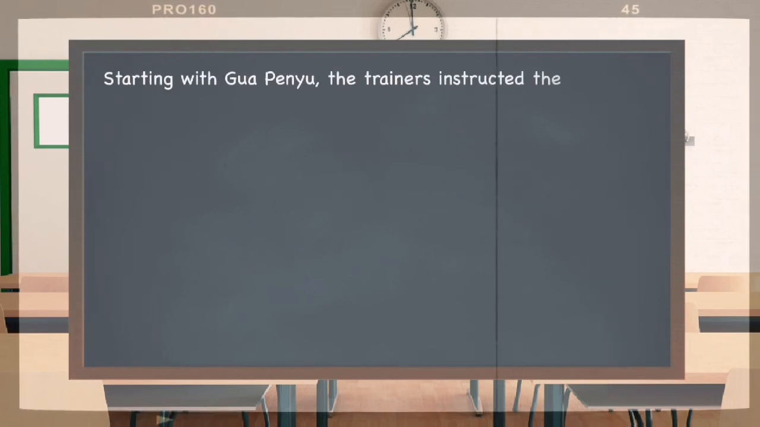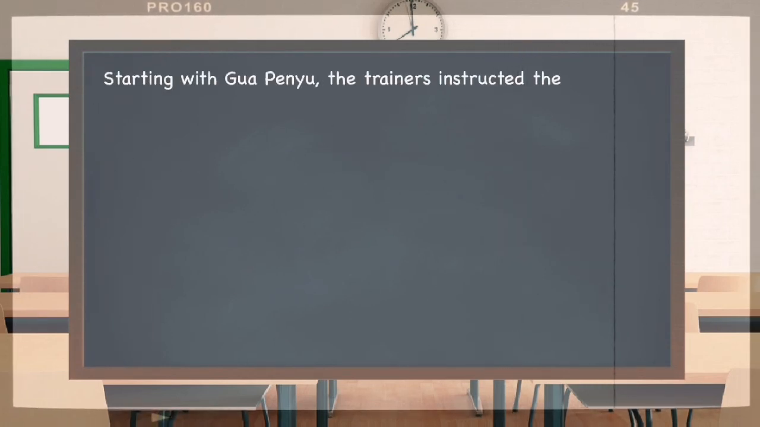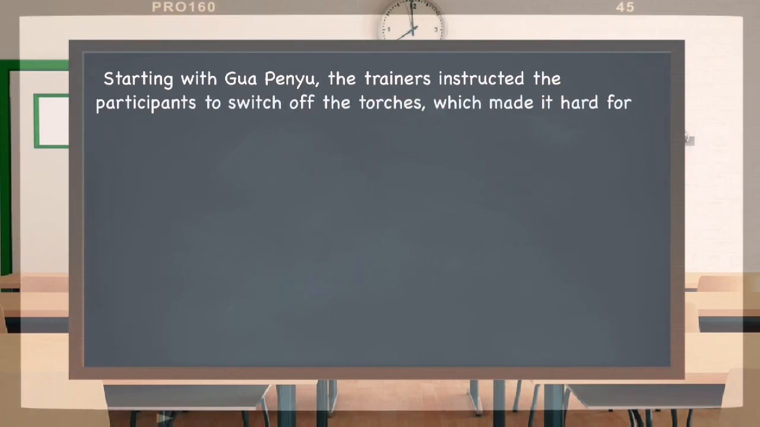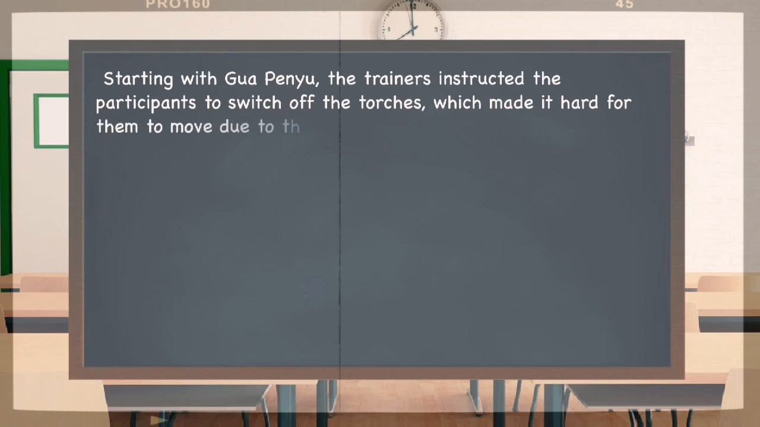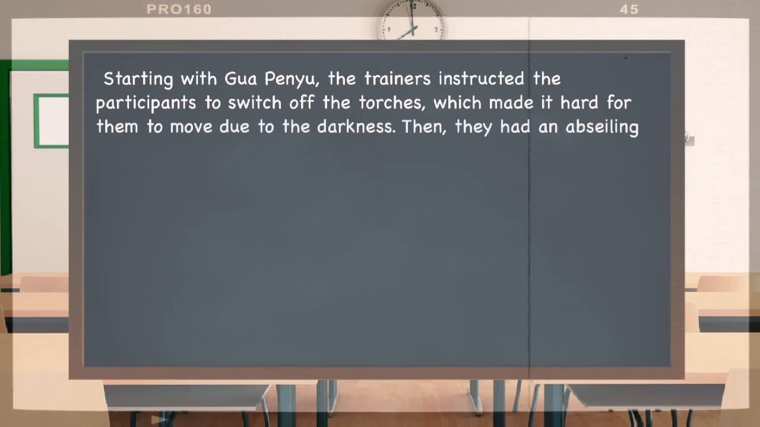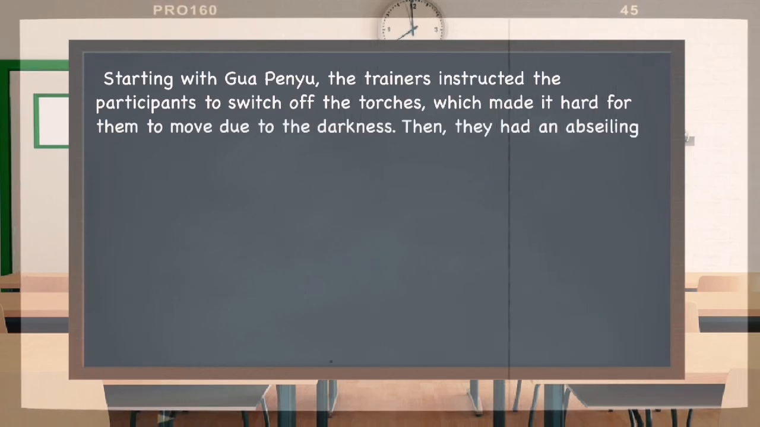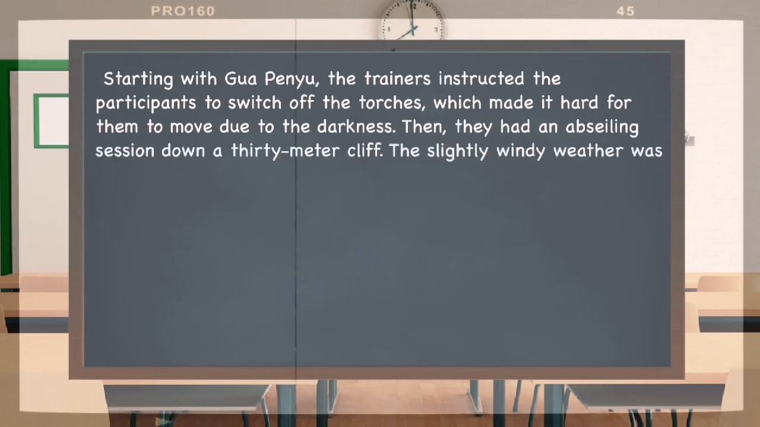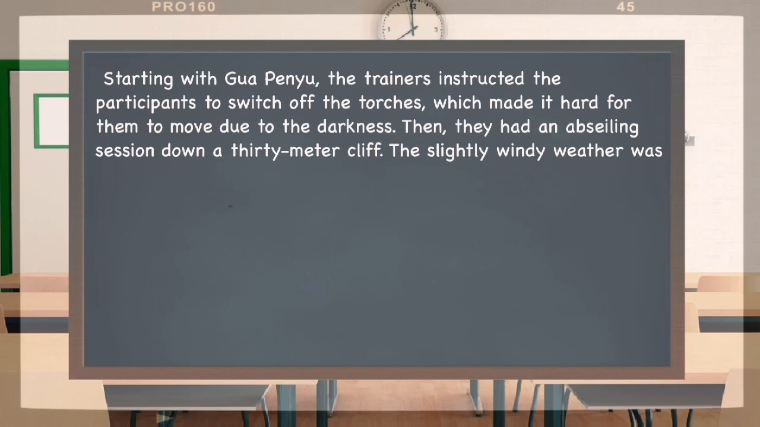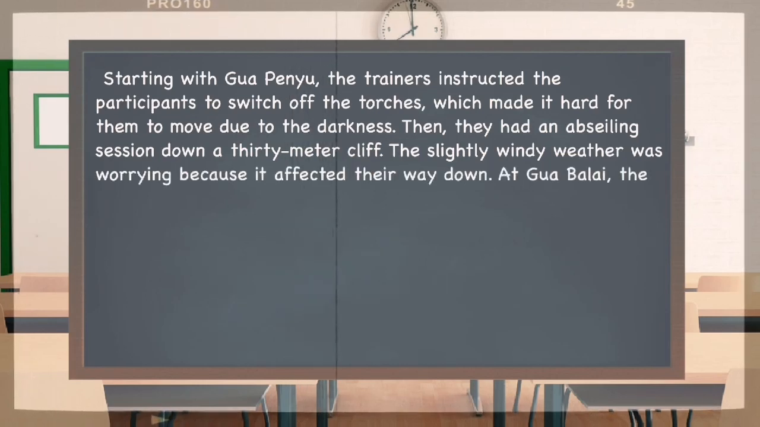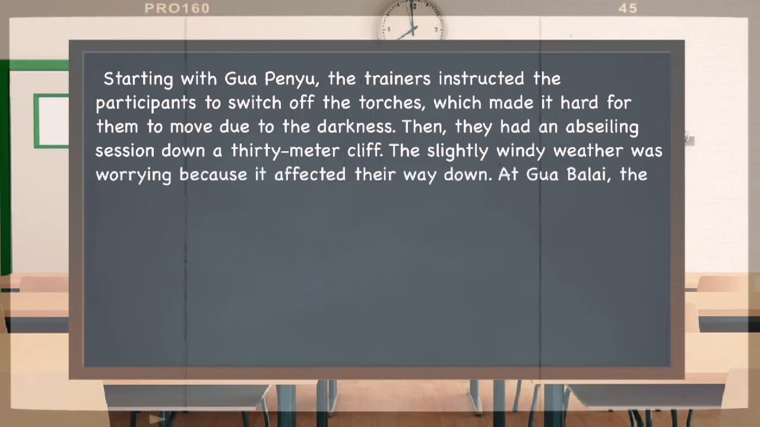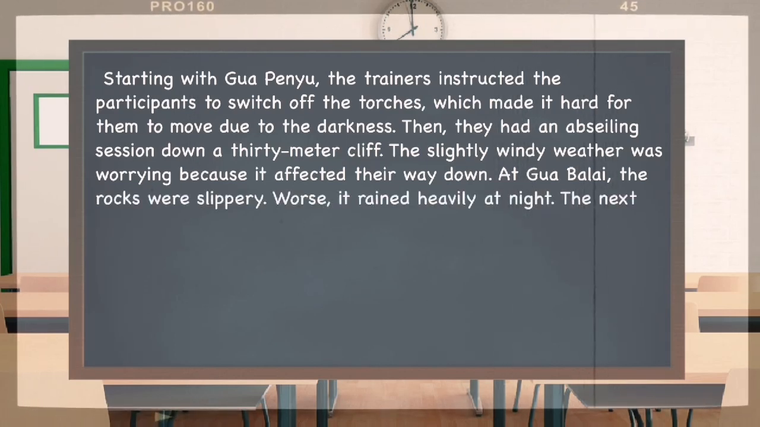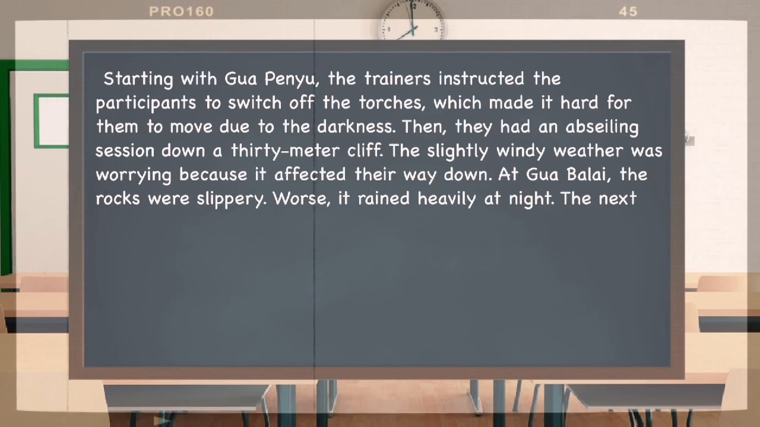Starting with Gua Penyu. The trainers instructed the participants to switch off the torches, which made it hard for them to move due to the darkness. Then, they had an abseiling session down a 30-meter cliff. The slightly windy weather was worrying because it affected their way down. At Gua Balai, the rocks were slippery. Worse, it rained heavily at night.